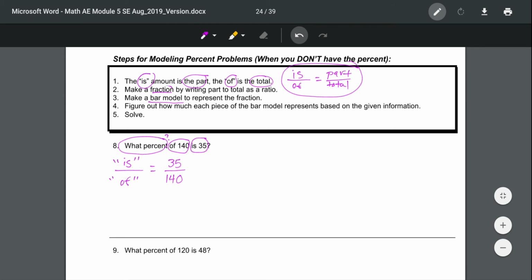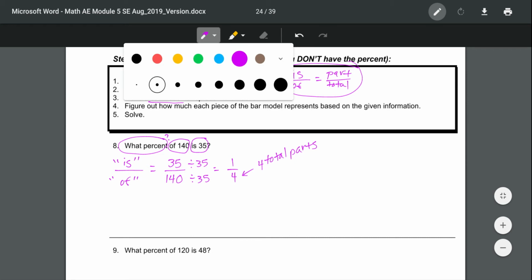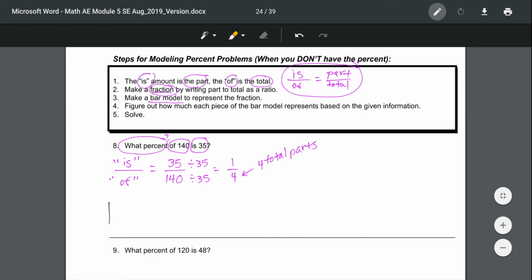Okay, so we wrote that as a fraction. Now we want to simplify that fraction. Okay, so for this fraction, you can actually divide the numerator and denominator by 35, and you get 1 over 4. So that means we're going to break our bar model into 4 total parts. So take your bar model and break it into 4 parts.